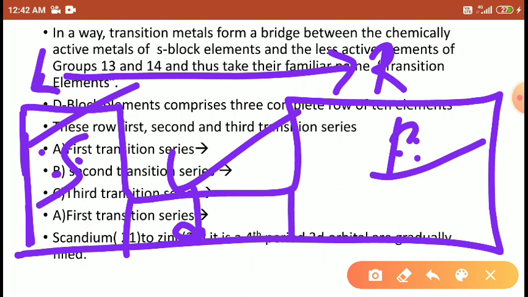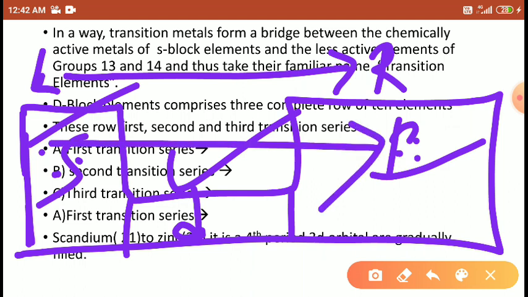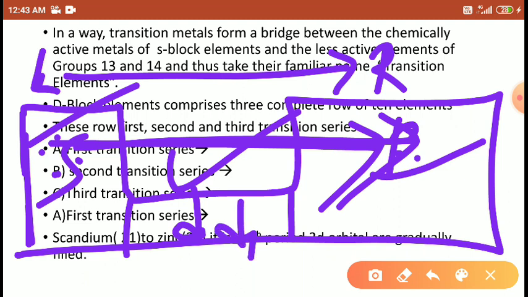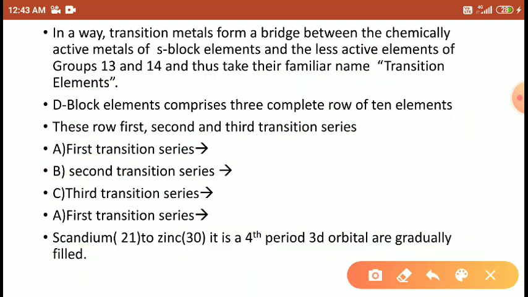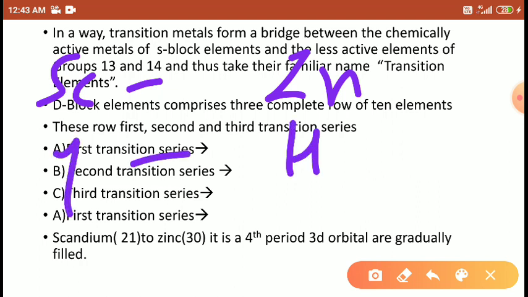It means that when shifting from active to unreactive metals, the transition occurs as you move from left to right. In between them the d blocks are occupying. That is called the transition element. The complete d block row often has 10 elements. Already we have seen scandium to zinc, 10 elements are present, and yttrium to mercury, right students?